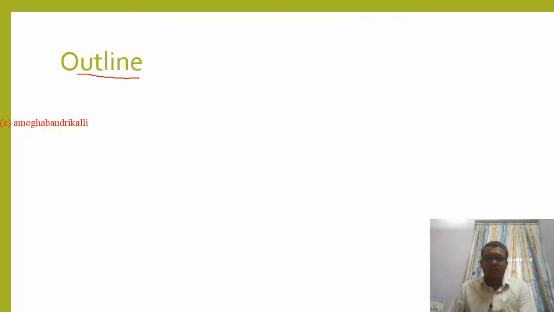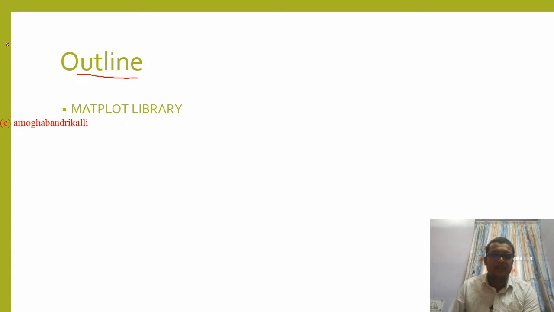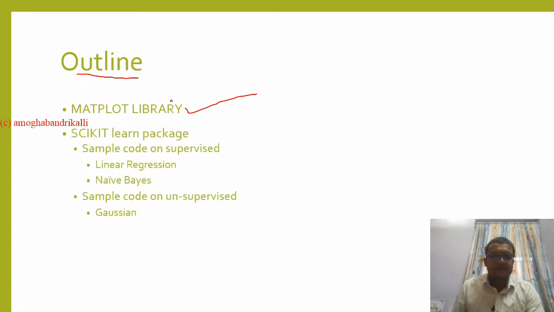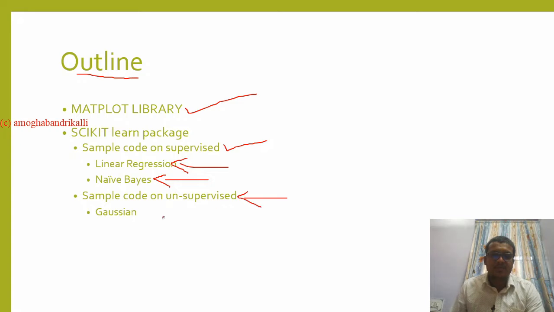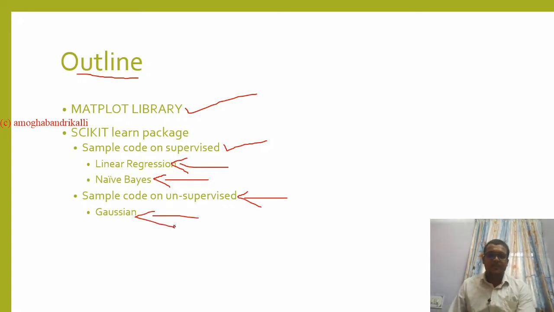Today I am going to speak about the matplotlib library, as I told you earlier, which is used to get an output. Let us see the usage of the matplotlib library. We have scikit packages and some sample codes on supervised learning, where we will see linear regression and Naive Bayes. There are also sample codes on unsupervised learning using Gaussian clustering or GMM.